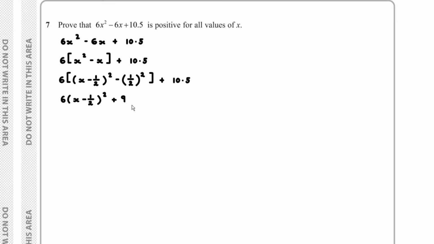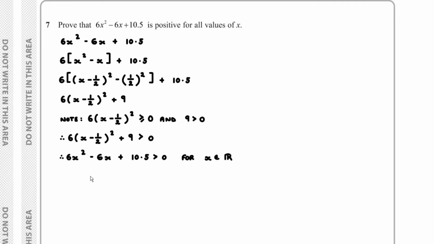And we want to show that this is positive for all values of x. So the 6 multiplied by x subtract 1/2 squared, that's greater than or equal to 0. And the 9 is greater than 0, meaning 6 multiplied by x subtract 1/2 squared plus 9 is greater than 0. And if that's the case, we can conclude 6x squared subtract 6x plus 10.5 is greater than 0 for all real values of x.